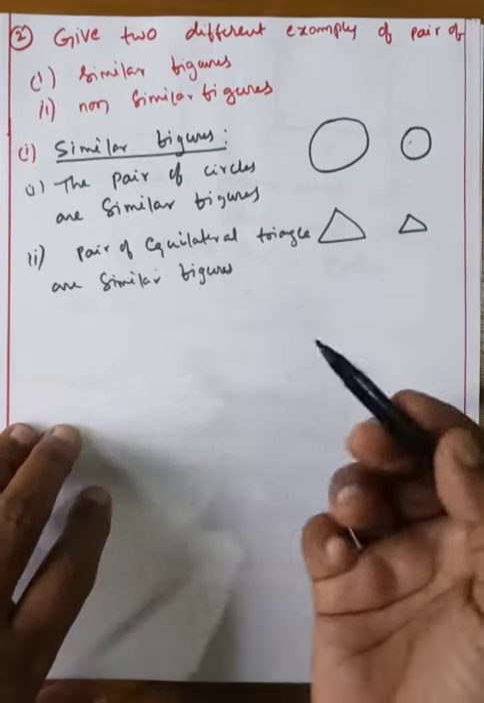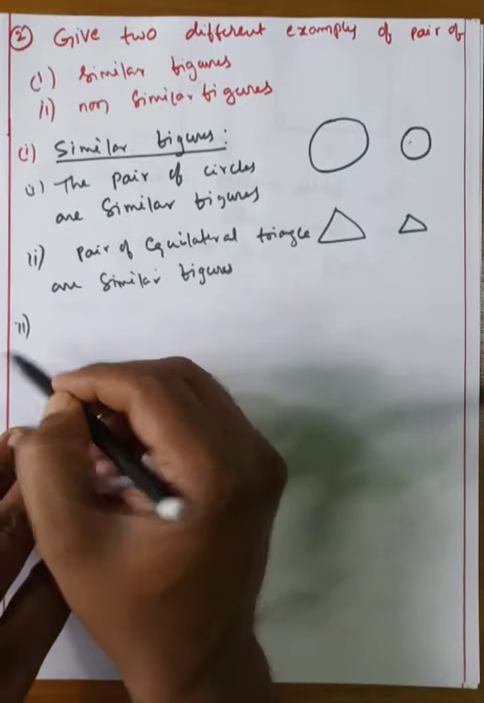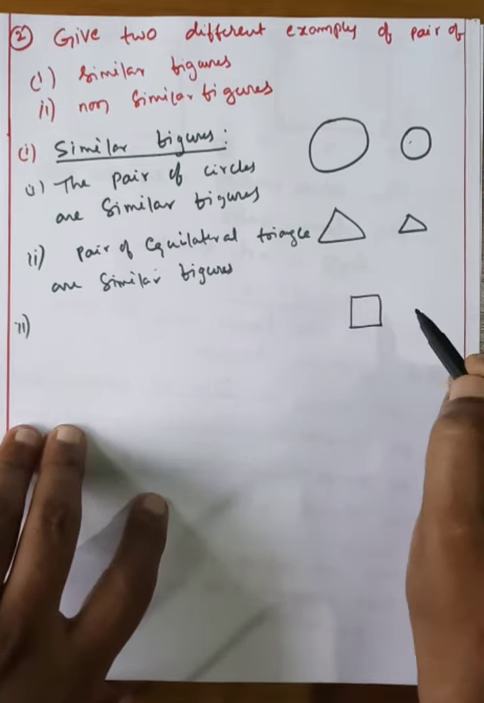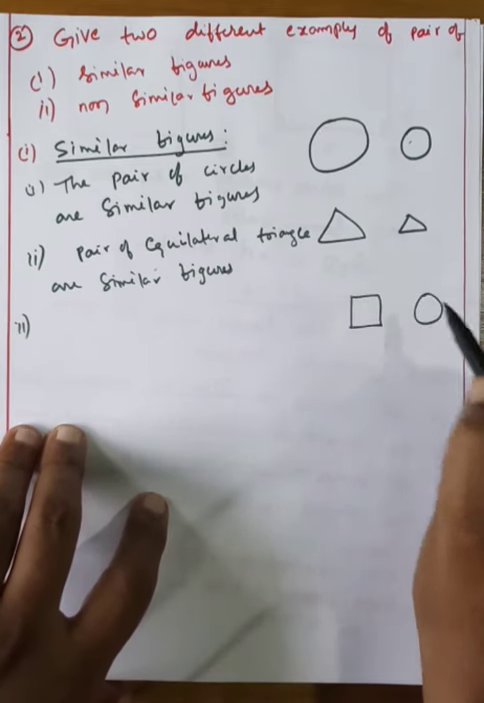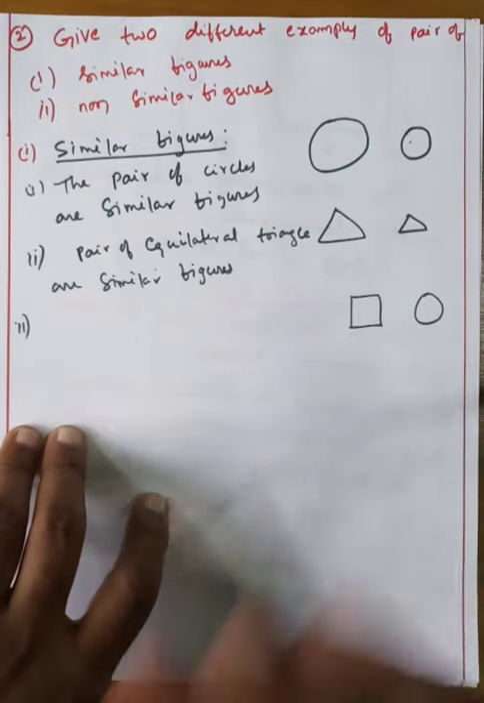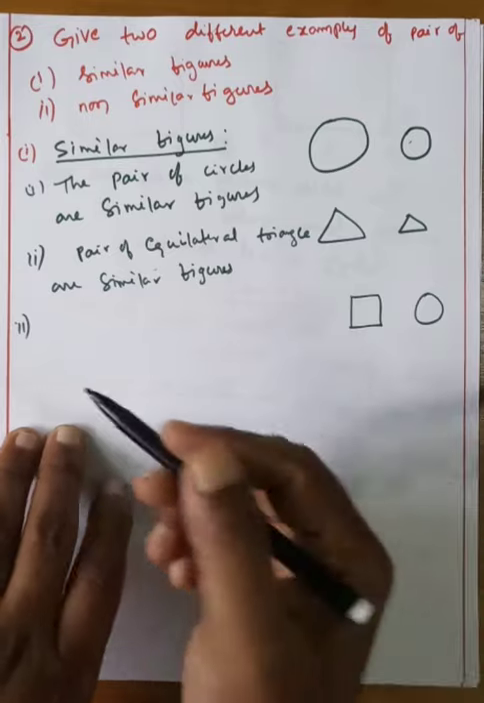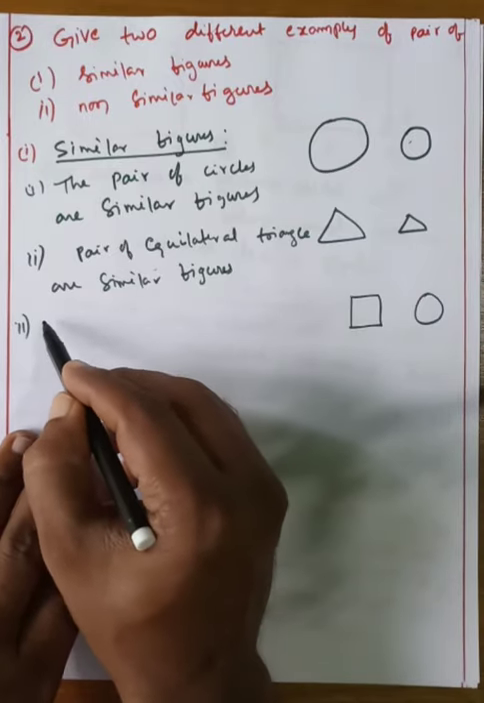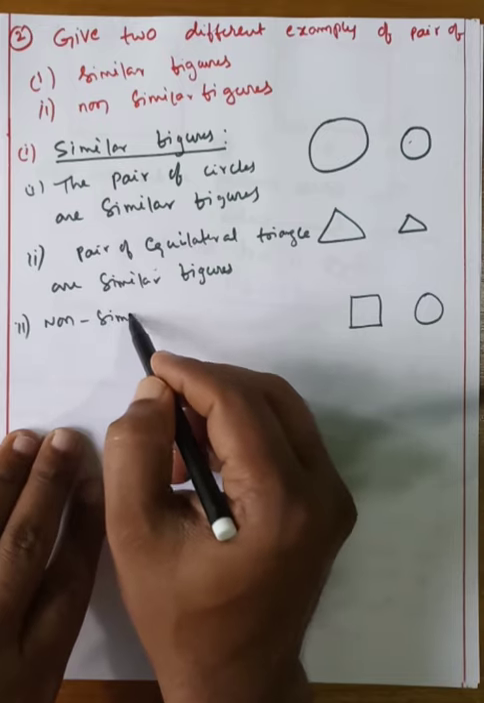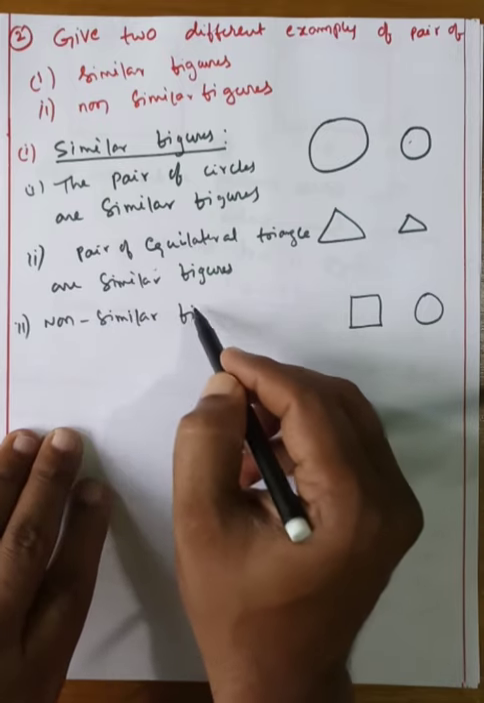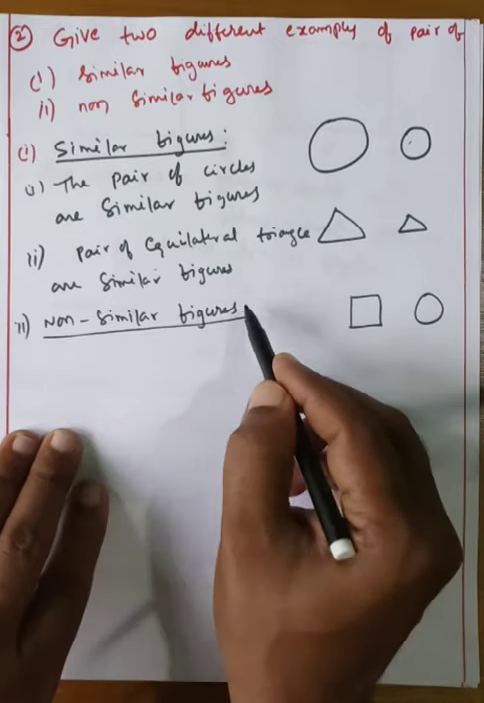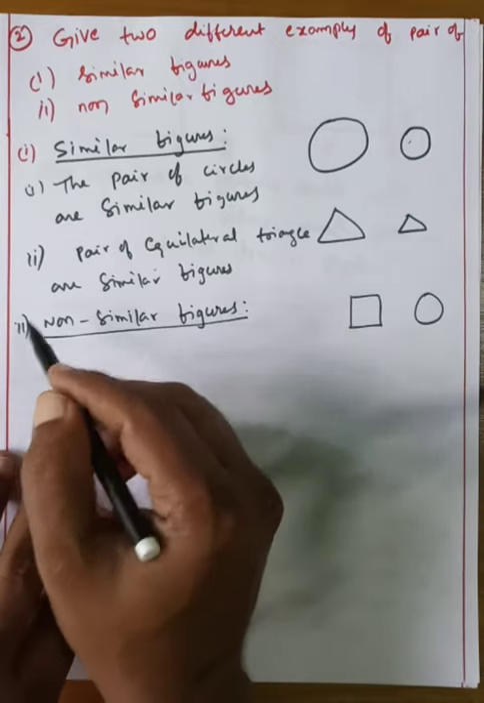Okay, now non-similar figures. Non-similar figures means, first of all, what about this quadrilateral? What about this circle? Are these similar figures? No, the shape is different, means 100% not similar figures. Non-similar figures. Examples, tell me one by one.